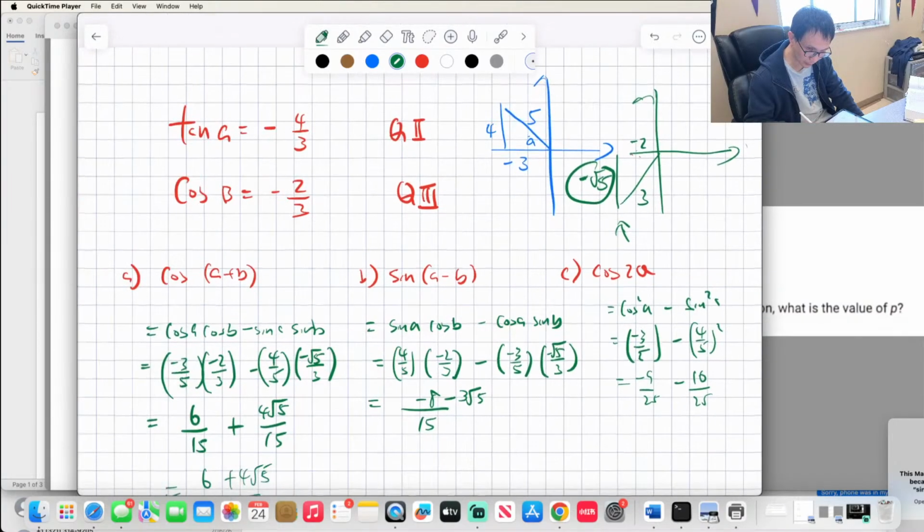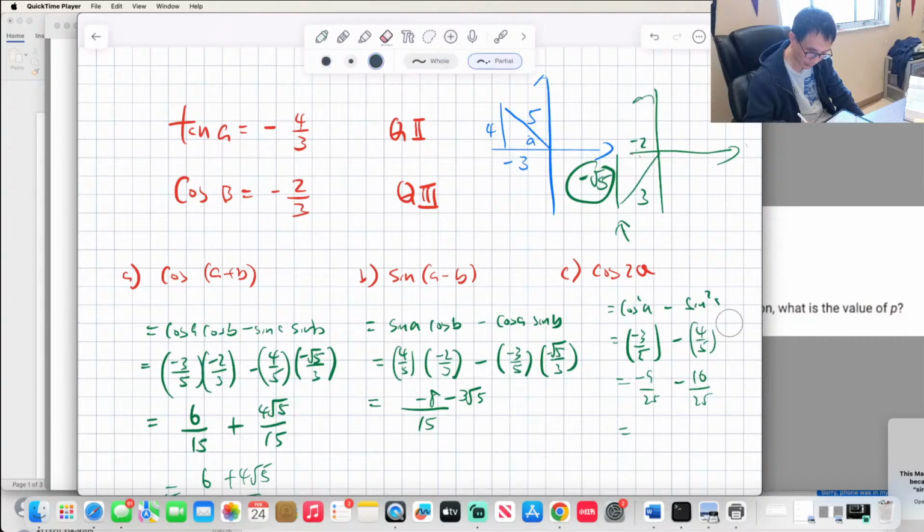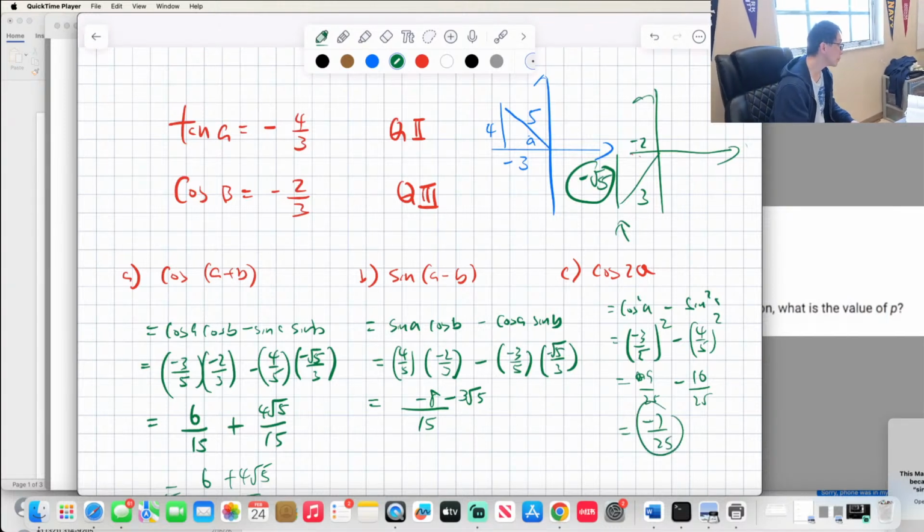Something's wrong. Hold on a second. 4 over 5 is cosine, yeah. Minus, this is square, this is square. This one's 9, yeah, this one's going to be negative 7 over 25. Sine A. You talking about this one? No, on C. On C is sine square of A.